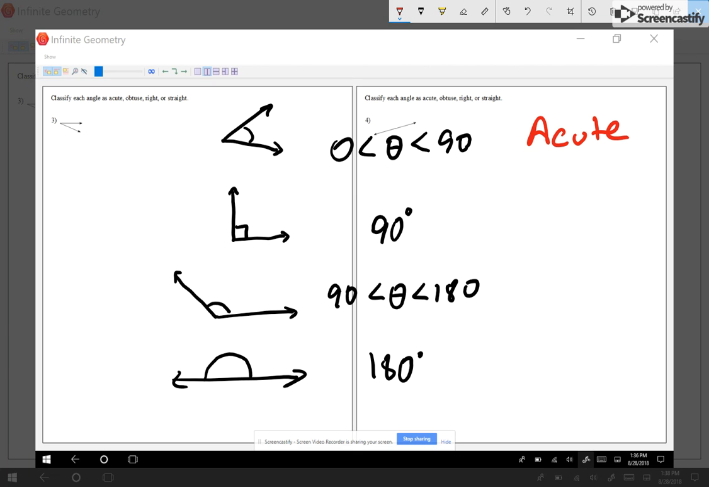The one that is 90, I'm going to call that right angle. The one that is between 90 and 180, I'm going to call that obtuse. And the one that is 180, I'm going to call that straight. So those are going to be the four names. To help you a little, the small angles are acute.